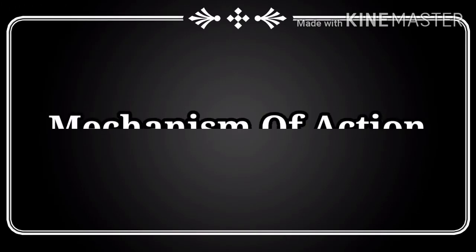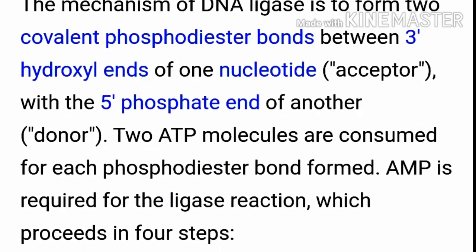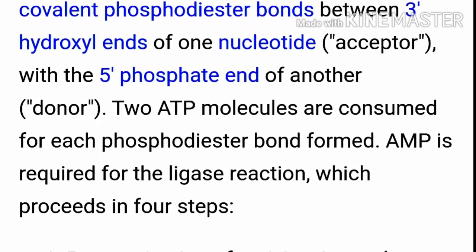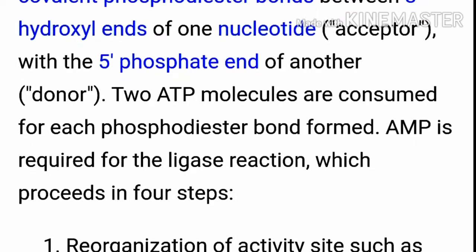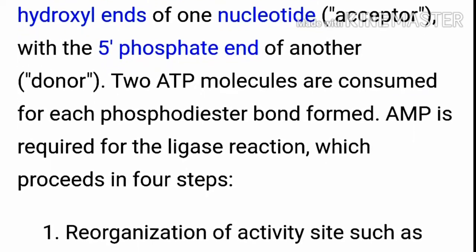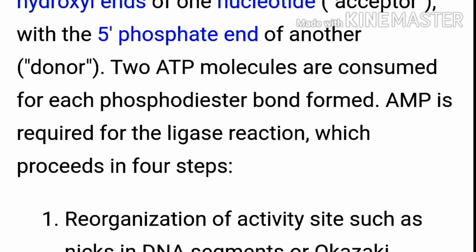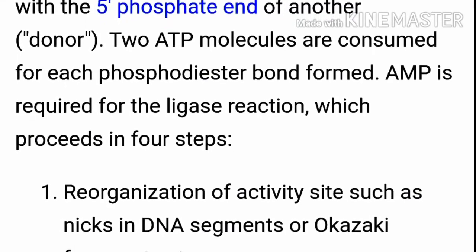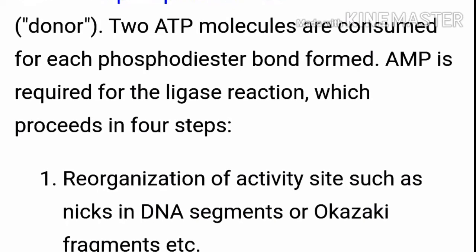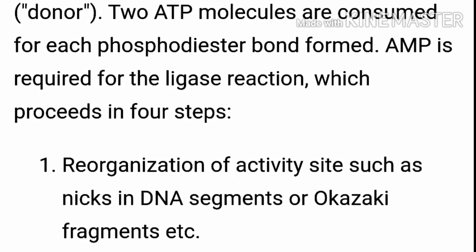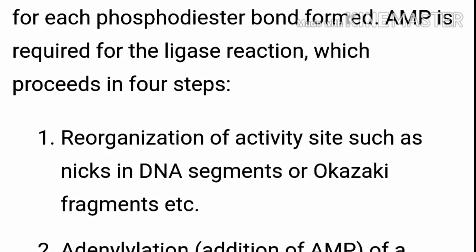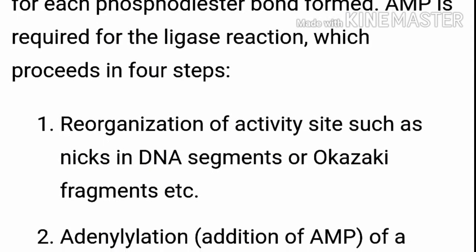The mechanism of action of ligase enzyme. The mechanism of DNA ligase is to form two covalent phosphodiester bonds between the 3' hydroxyl end of one nucleotide with the 5' phosphate end of another nucleotide. And here two molecules of ATP are consumed for each phosphodiester bond formation, and AMP is required for the ligase reaction, which proceeds in 4 steps.